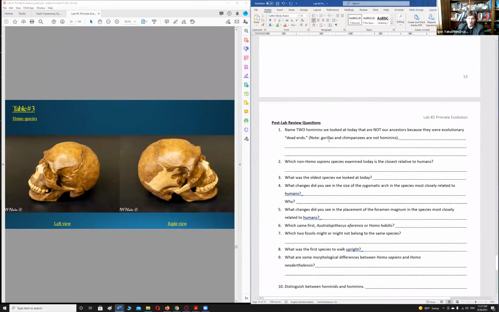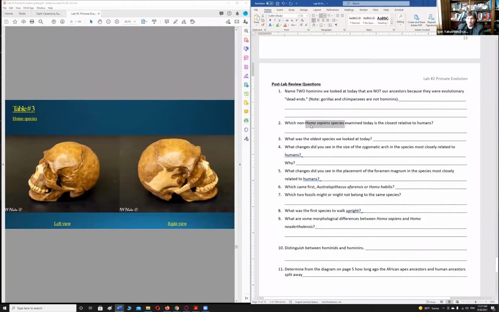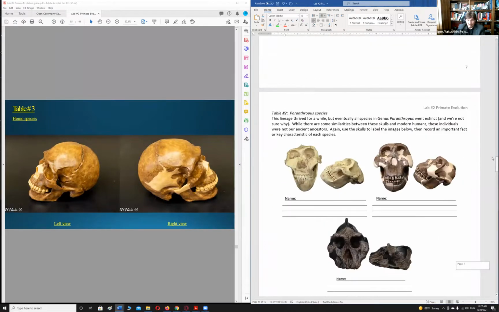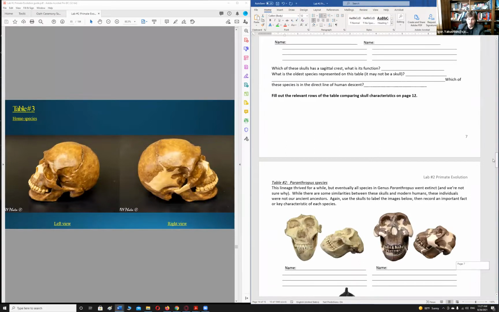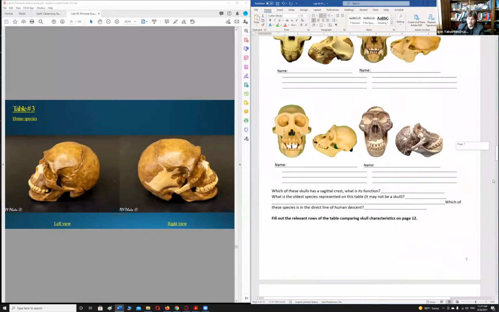Which of the non-Homo sapiens examined are the closest relatives to humans? The closest one was the Neanderthalensis. What was the oldest species we looked at today? It was Sahelanthropus tchadensis. Well, in the lab, we're actually looking at the tchadensis. I brought that up. But in this particular lab, the oldest one we looked at was Lucy, right? So Afarensis. Either answer will do just fine.